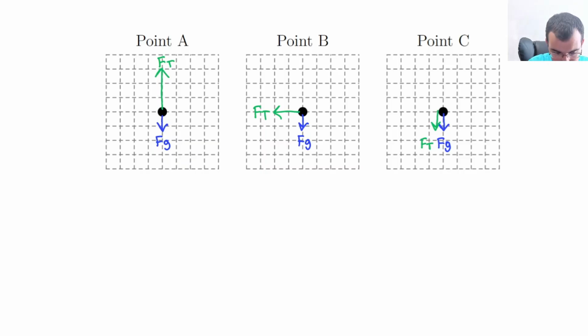So here, what's supplying the centripetal force? Tension minus weight. What's supplying the centripetal force here? Tension. What's supplying the centripetal force here? Tension plus gravity. Weight.